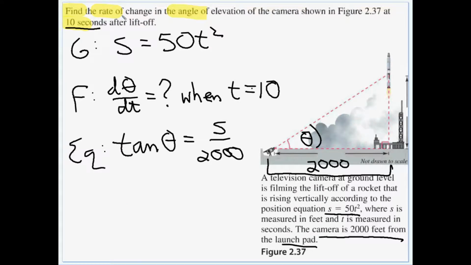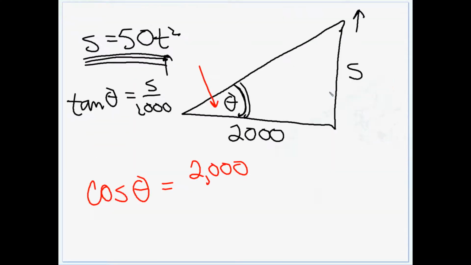Our freeze frame, the time we're going to stop is 10 seconds after liftoff. We need to find the height here of the rocket S. Well, look right here, S equals 50t squared. If we're freezing time, we can now find the height of the rocket, or this side length S, by plugging in a 10 for t. So 10 goes in for t, we square it and get 100. 100 times 50 is 5,000. So this side, S, is equal to 5,000 feet.